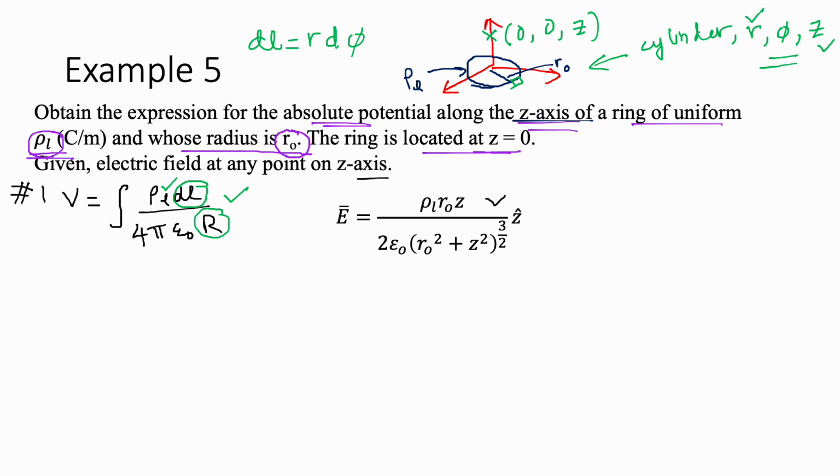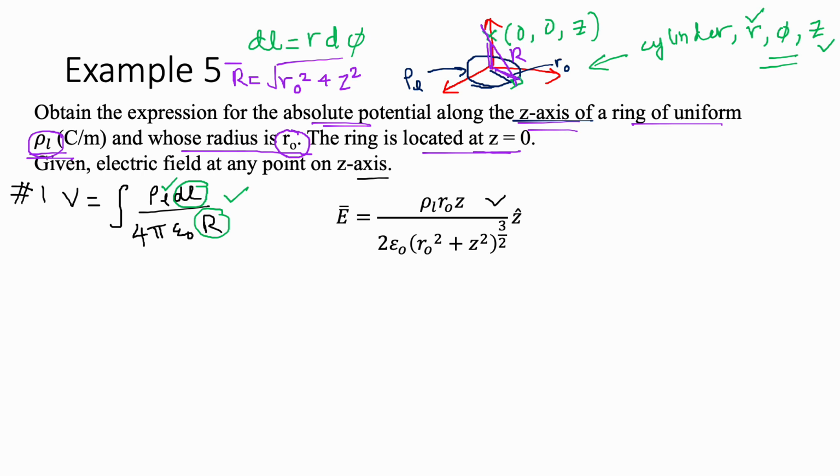And how about your r? We know the r is the distance from the charge to the point of interest. So from the charge to the point of interest, this r. Okay, so your r will be equal to the square root of r naught squared plus z squared, right?